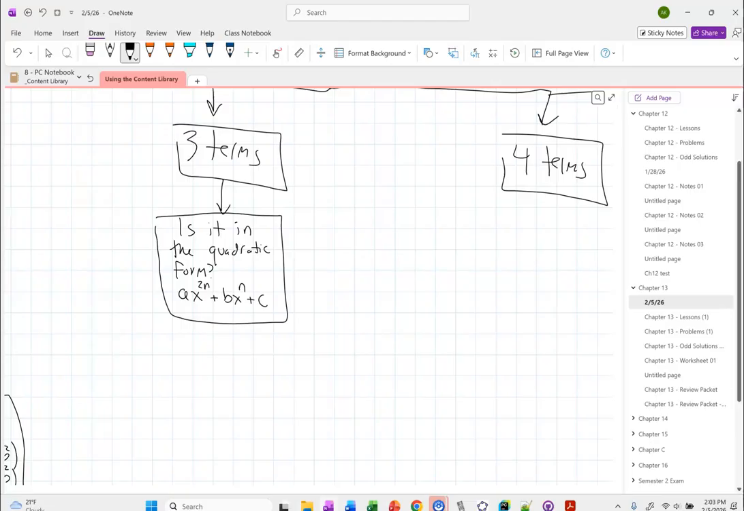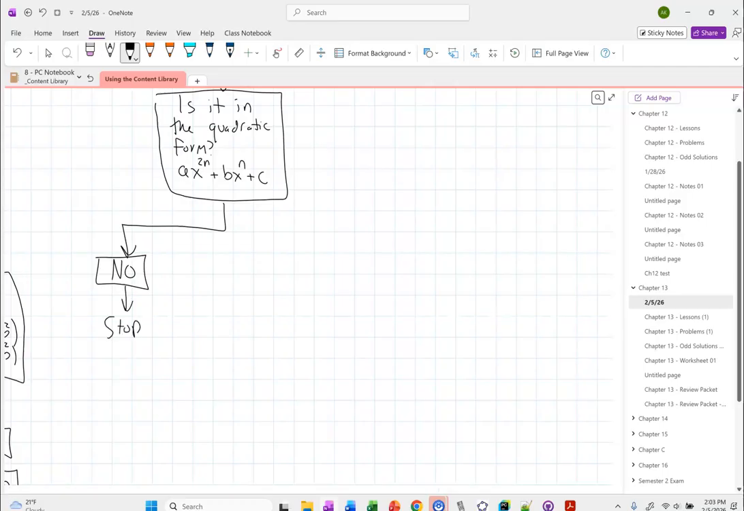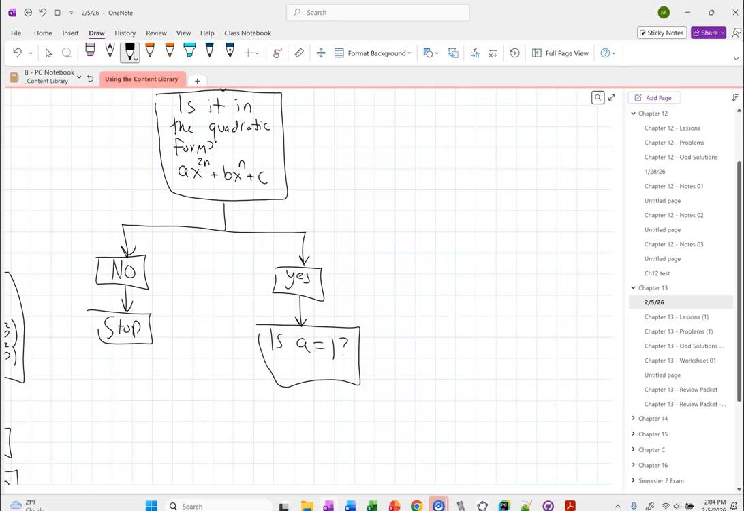It can be anything where the degree of the polynomial is twice the degree of the linear term or the middle term and then a constant. Everybody's okay? So if the answer is no, well, there's nothing more we can do there. We would stop. If the answer is yes, then we ask ourselves, is the leading coefficient equal to 1? That's what the A is there, right? We're talking about the A from up here. So we're talking about the leading coefficient. Why am I checking that?